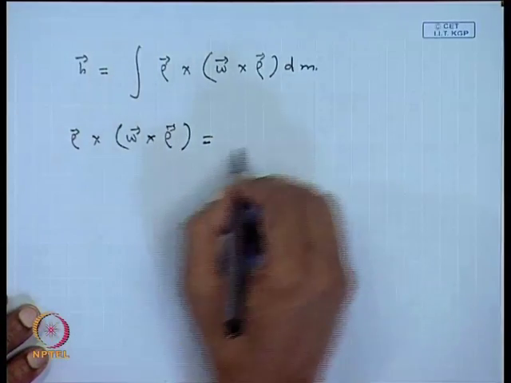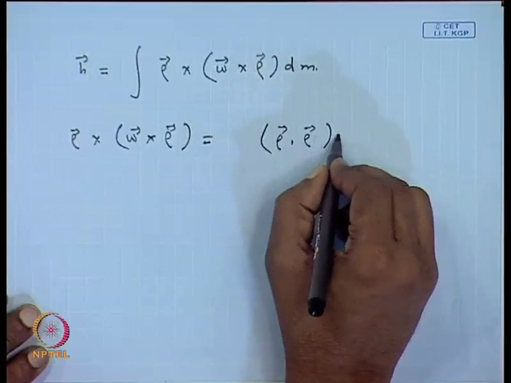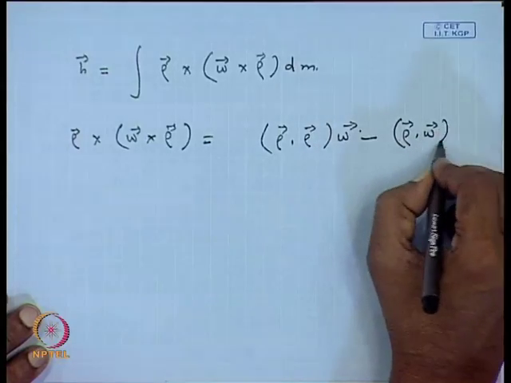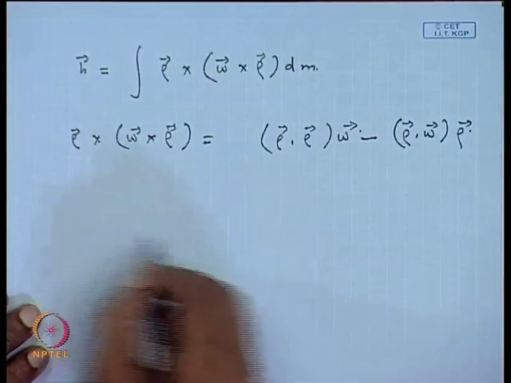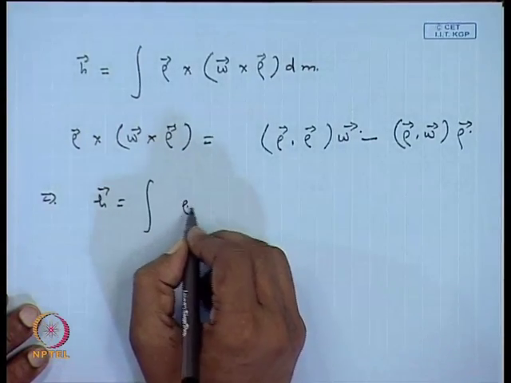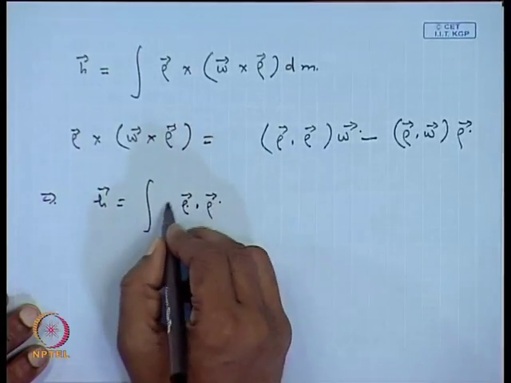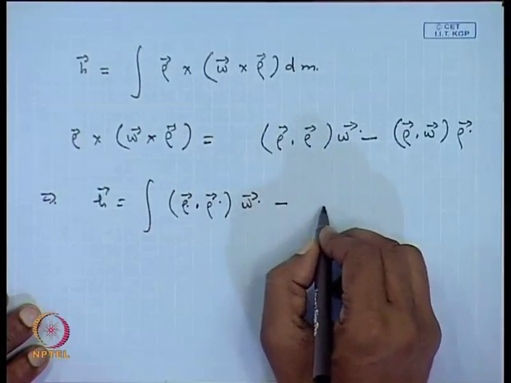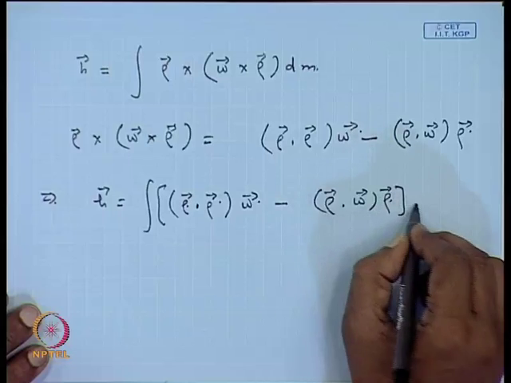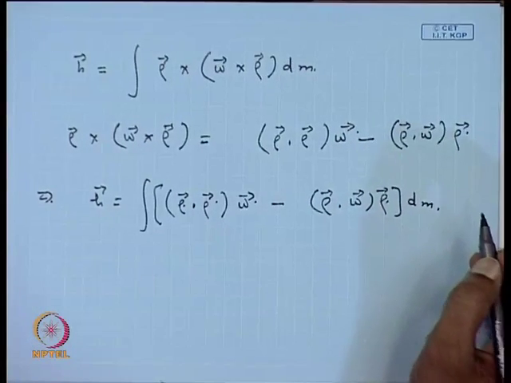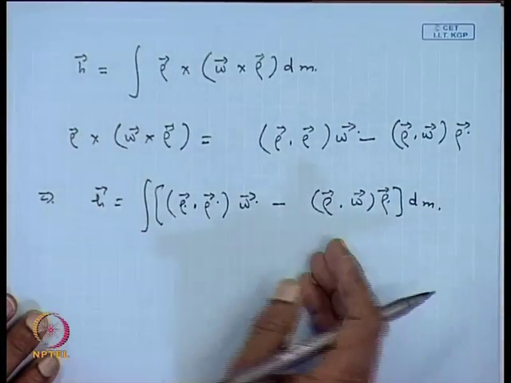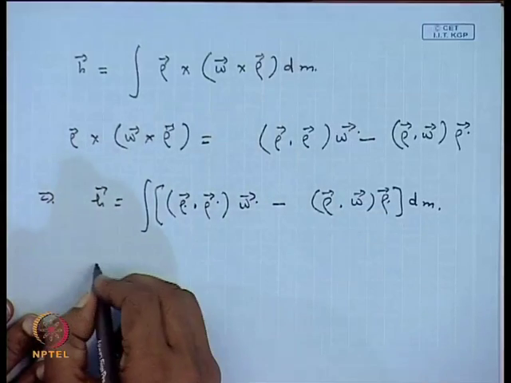So, this is a cross product and this can be written as rho dot rho times omega minus rho dot omega times rho. So, therefore, H will be... now we can expand it and write it in a proper way.